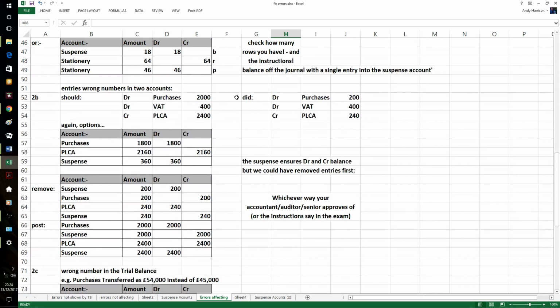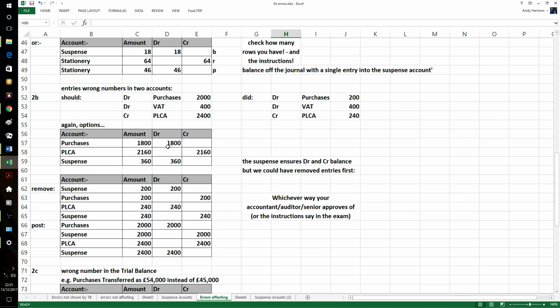So now we've got a really careless error, or starting to get careless. We've missed zeros off. Well, that happens all the time, so that's not so bad. We've missed zeros off purchases and the purchase ledger control account, but apart from that, everything's on the right side and the VAT's right. So again, options: this one is just changing the difference. It does make it difficult to trace, but it does clear it nice and easily.